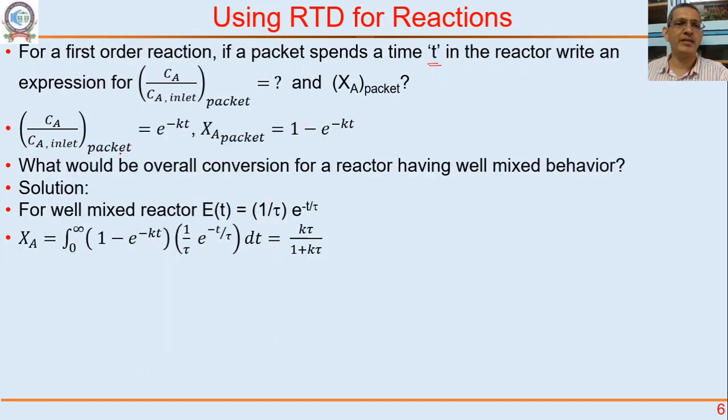So then Ca by Ca inlet for the packet would be e raised to minus kt. XA for the packet would be 1 minus e raised to minus kt. This is like your batch reactor performance equation. Okay. Do you agree?